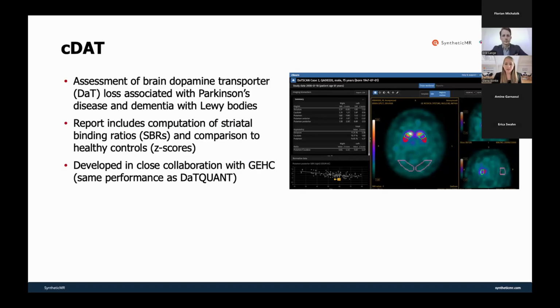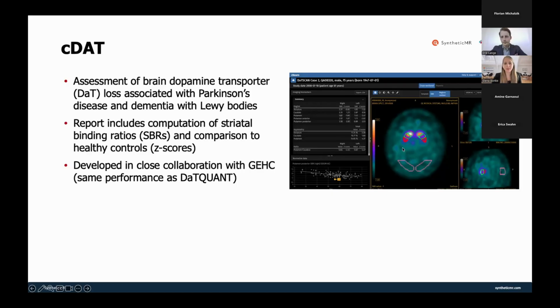I have 2 more slides on CDAT and then a summary slide, so we're almost at the end. So last but not least, CDAT is able to process DAT-SPECT images from the 123 I-ioflupane tracer from GE. We can assess the loss of dopamine transporter neurons in the brain that can be associated with Parkinson's disease and dementia with Lewy bodies. We can report the striatal binding ratios of these areas in the brain that are the caudate, the putamen anterior, and the putamen posterior, and then compare whether this is normal, again, compared to a healthy reference database.